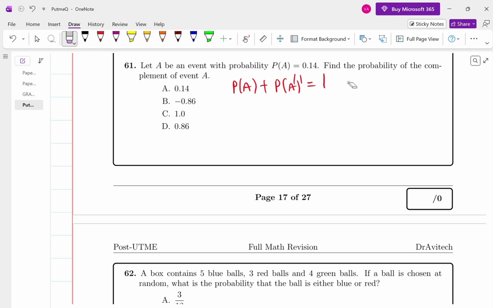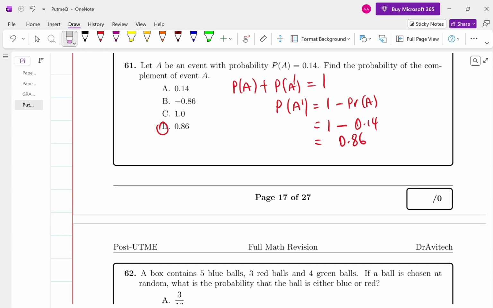It's equal to 1. Alright, so probability of A complement is equal 1 minus probability of A. So that's going to be 1 minus probability of A, which is 0.14. When you subtract this, you get 0.86. So the answer is D.